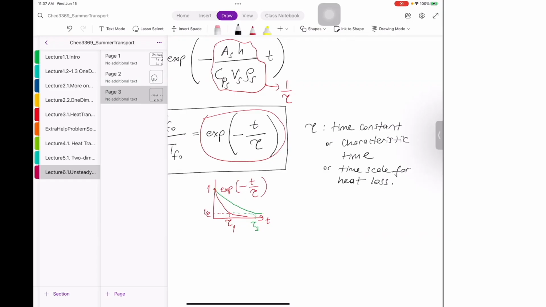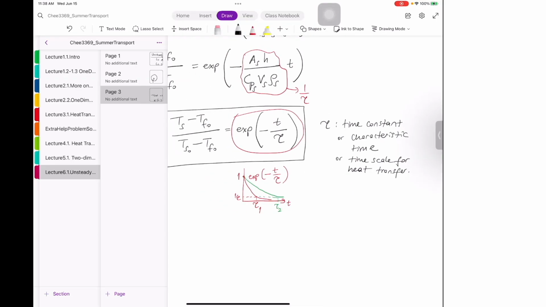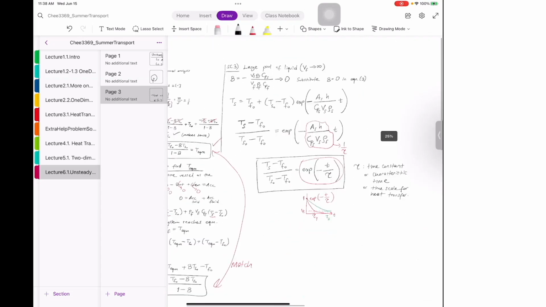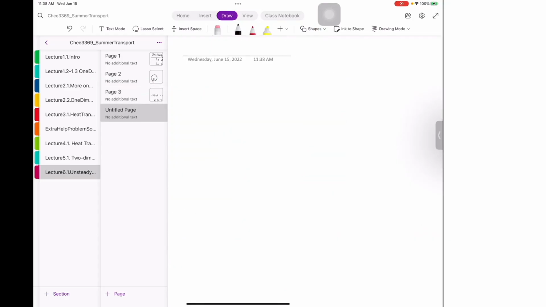Or heat transfer. More correctly, heat transfer. Not necessarily it's losing heat. Okay, good. Okay, so you can actually dissociate this t over tau into some other numbers. So let's make another page. Any questions so far?